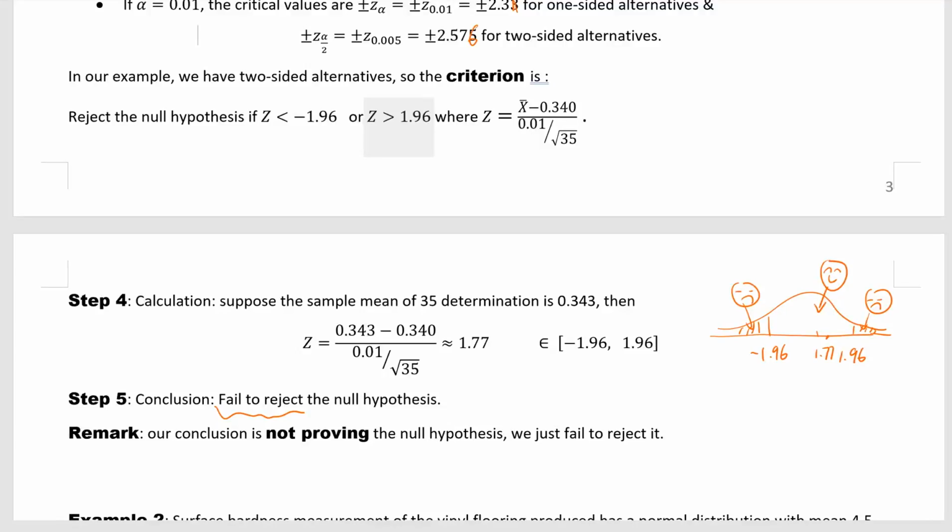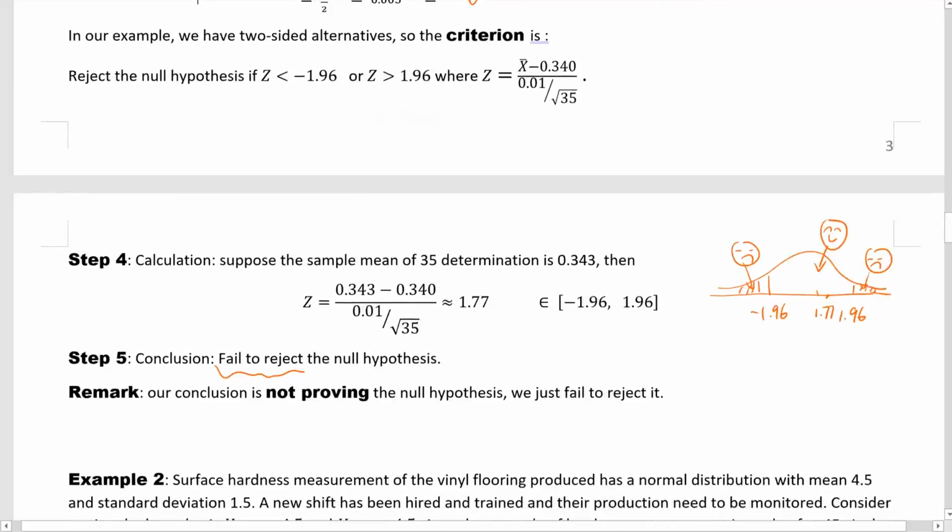Remark. Our conclusion is not proving the null hypothesis. We just fail to reject it. So maybe you want to take another sample and calculate, and if a couple of samples show that they fail to reject the null hypothesis, maybe we can believe that the manufacturer's claim is true. Okay. So far so good, everybody.